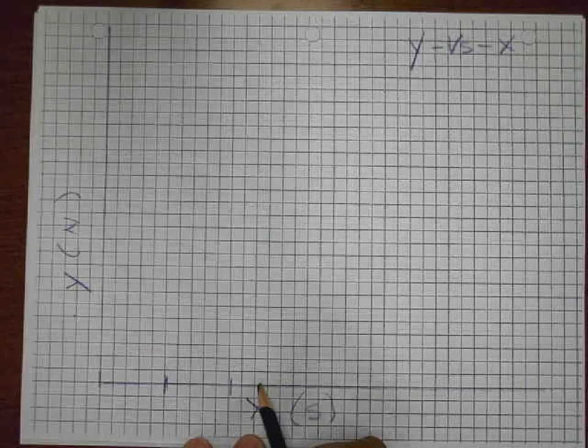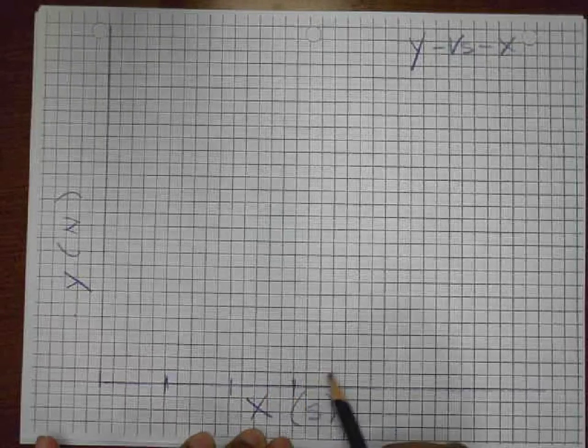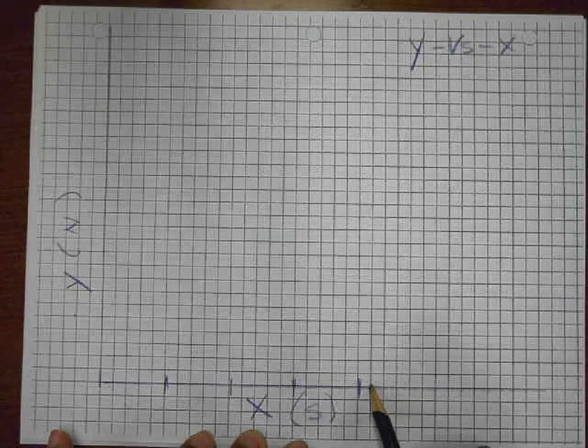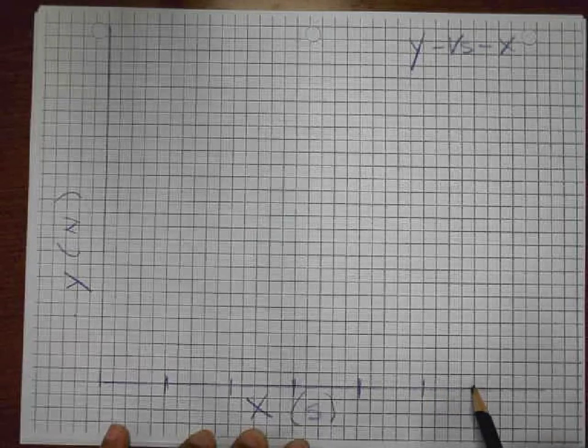1, 2, 3, 4, and there's another one. 1, 2, 3, 4, and so on. 1, 2, 3, 4, 5.